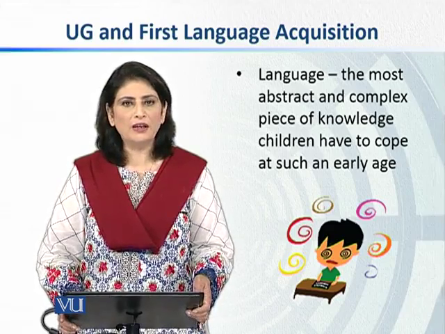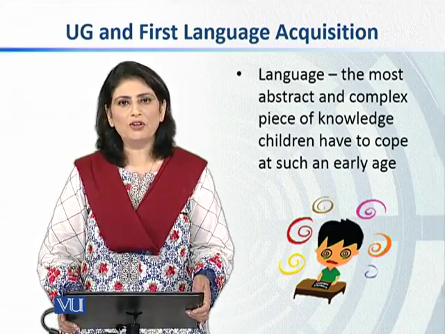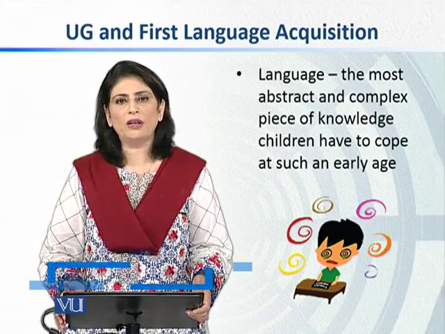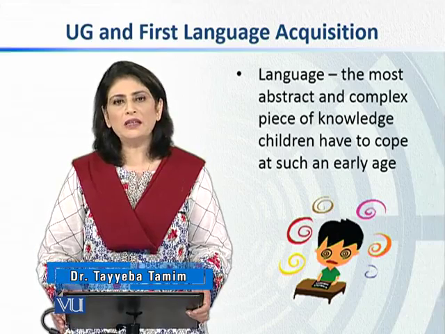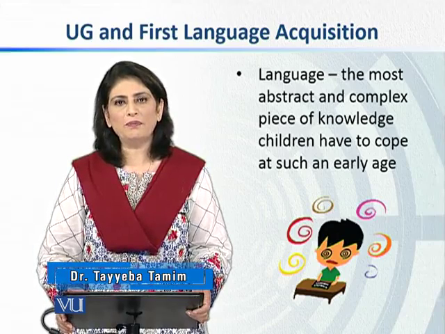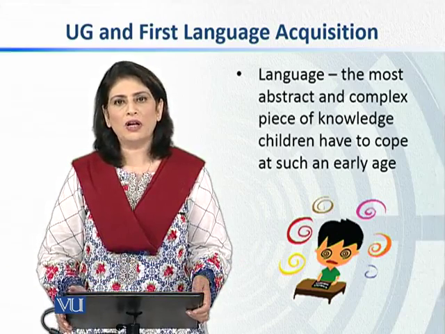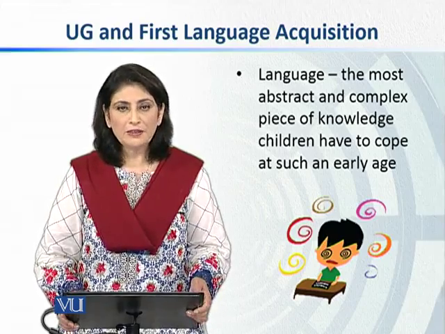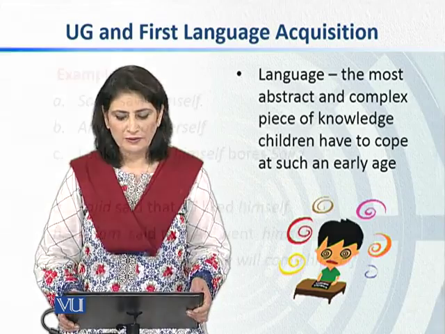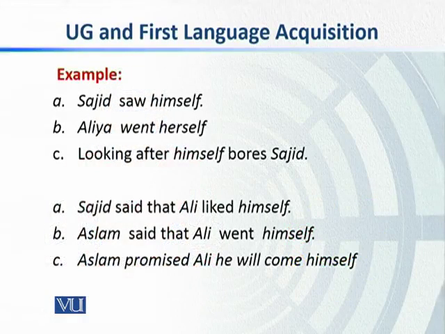So if they are saying that children learn the language with the help of an innate faculty, and this innate faculty somehow allows them to disentangle certain rules about how the language is learned, let us see how complex the task is. So look at these examples. In the first set of 3 examples: Sajid saw himself, Alia went herself, and looking after himself bores Sajid.